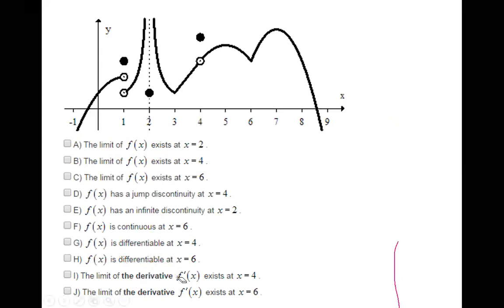Okay, but let's try. Question A. The limit of this function f of x, that's actually the graph of f of x. The limit of f of x exists at 2. What do you think? Is this true or false? At 2, the limit exists. Is that true? Can you see what the function does? This is 2. We remember, if we're talking about the limit, we're not looking at the value.